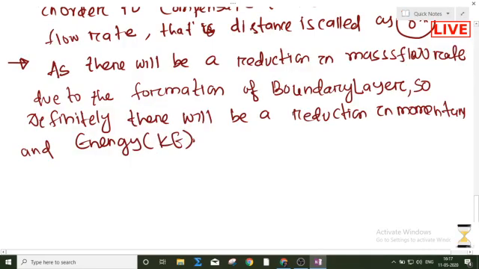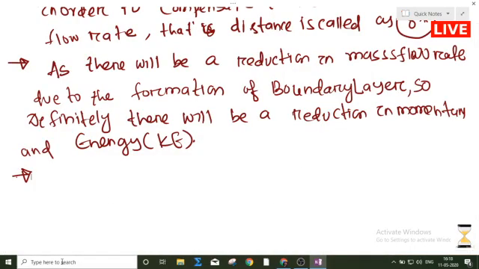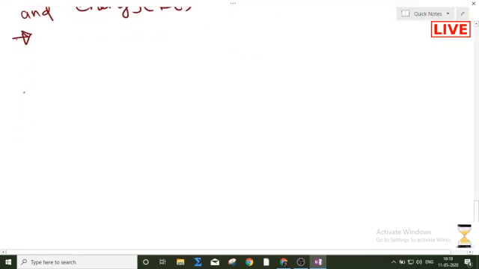So how can you define momentum thickness? Momentum thickness is the amount of distance displaced by this plate in order to compensate the reduction in momentum. Similarly, the amount of distance displaced by this solid boundary in order to compensate the reduction in energy is called energy thickness. If you understand the proper definition, it is asked in your exam.